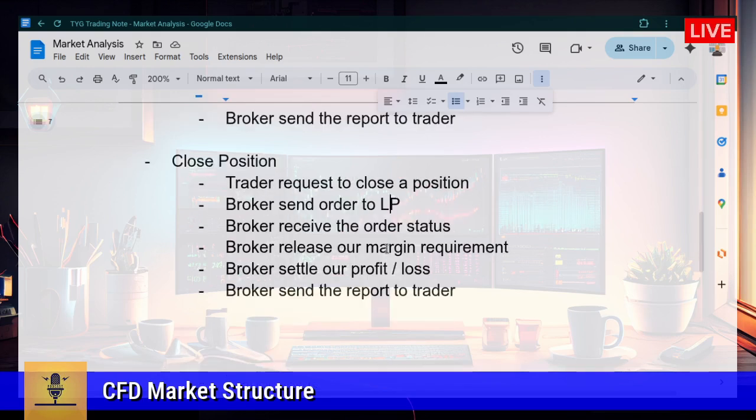When we close a position, broker will send again the order to liquidity provider. After receiving the status from liquidity provider, broker will release our margin requirement. Next, broker will settle our profit and loss based on the transaction. And finally, broker will send the report back to the trader.